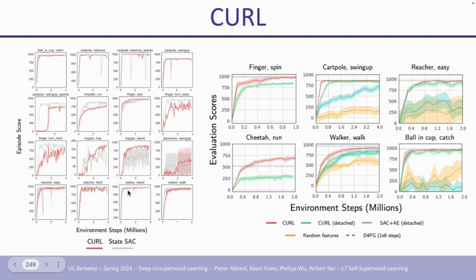On the left over here is running CURL versus SAC. SAC is the base algorithm that they build on, and CURL is adding the representation learning on top. State SAC is just using the raw underlying state of the environment, whereas CURL in red is training from raw pixels. And what you see over here is that the one with CURL is able to match the gray curve almost for all of the environments. And that's pretty impressive because CURL actually doesn't have access to the underlying state. So you're able to essentially match the ground truth state information performance by just looking at the pixels.